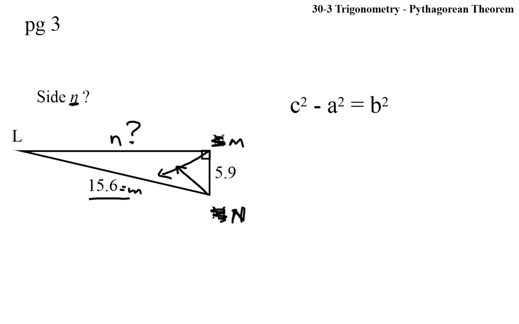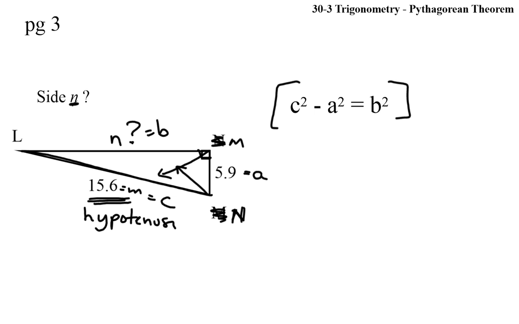And why is 15.6 important? Because that's across from the 90. So there's your hypotenuse. So that's what we should be using for C in the generic Pythagoras formula. A and B are interchangeable. I'm going to use that as A, and that is B, because those are the variables for the formula. So C squared, 15.6 squared, minus the A squared, which we know to be 5.9 squared, will equal B squared, which is what we're trying to find.